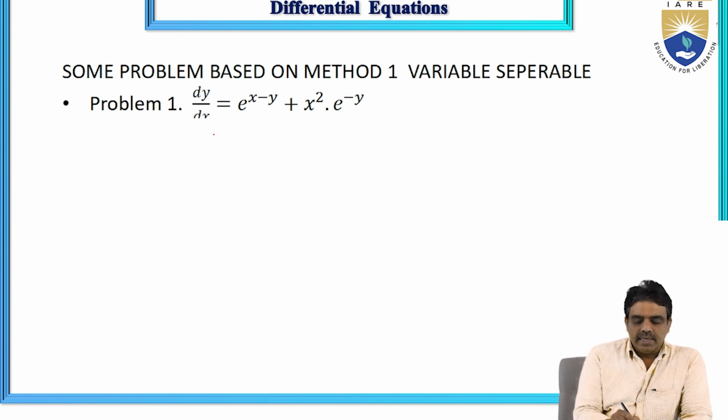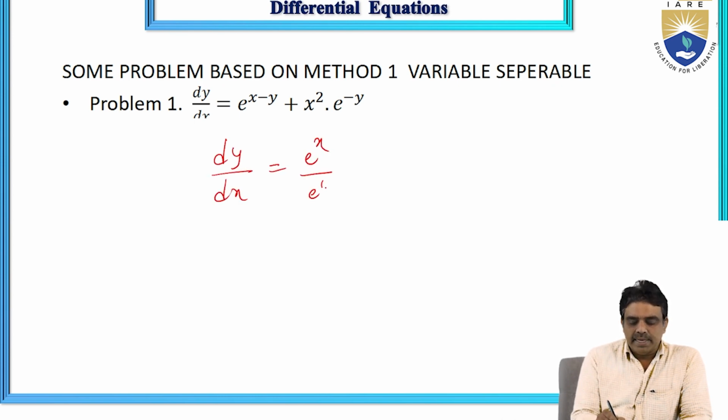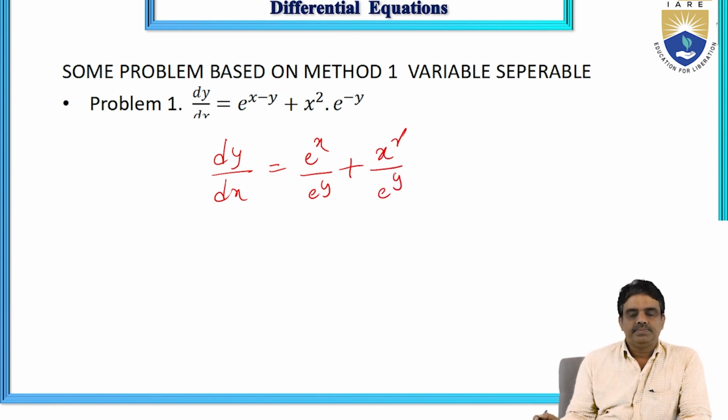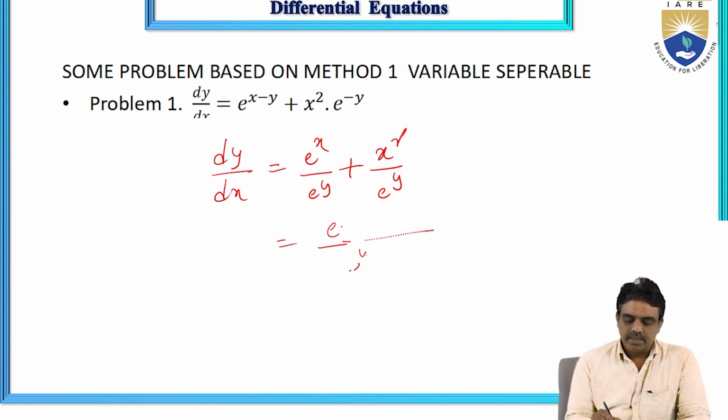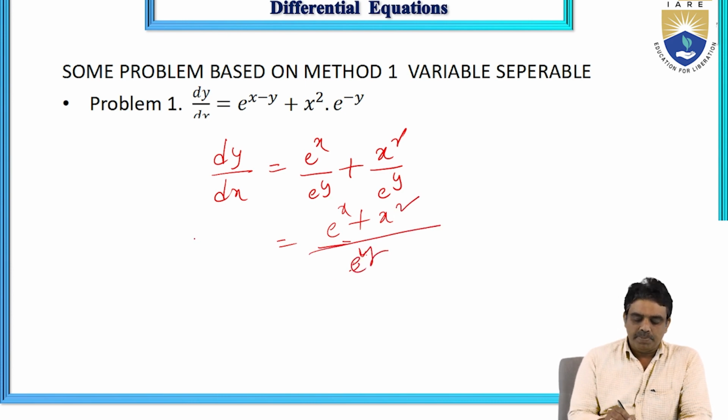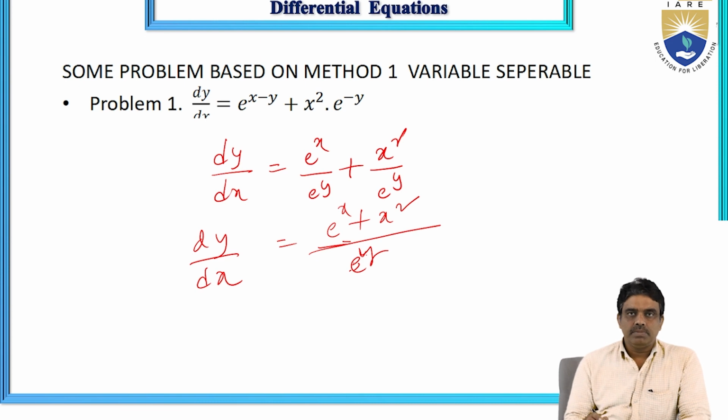So I can rewrite. First what I have to do is separate the variables. So dy by dx can be written as e power x by e power y plus x square by e power y. So in the numerator we will get e power x plus x square, and in the denominator we will have e power y. This is dy by dx. So now on separating the variables, that means what?